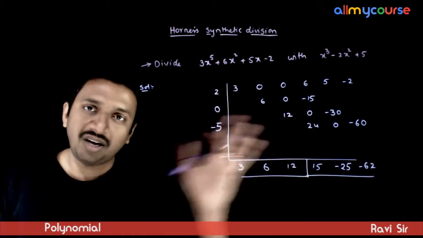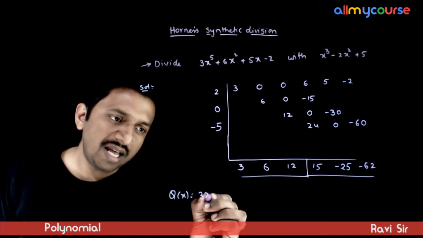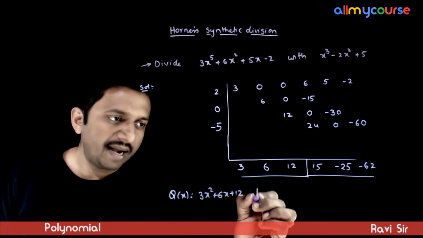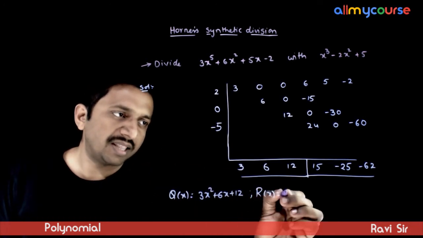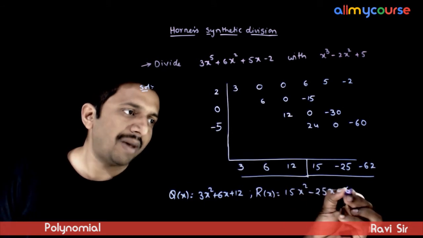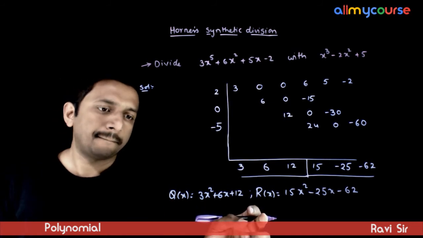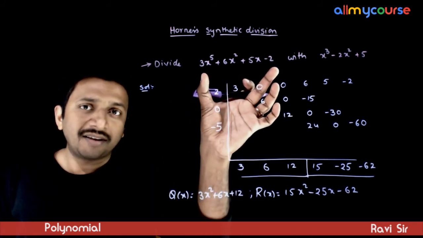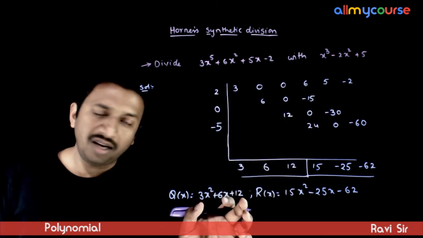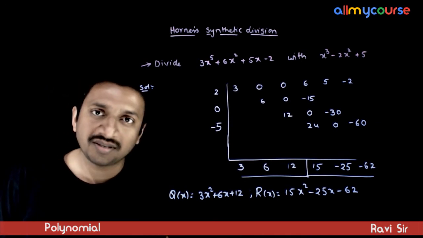3 numbers, 3 numbers. So the quotient is nothing but 3x^2 + 6x + 12, and the remainder is nothing but 15x^2 - 25x - 62. So I can write the polynomial as divisor times this plus this. So I hope the process is clear.